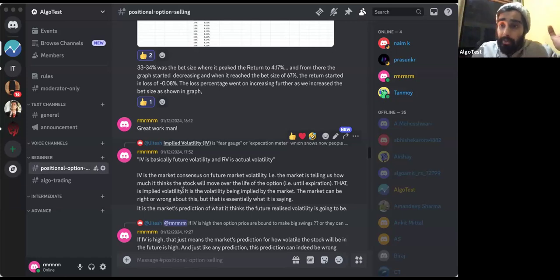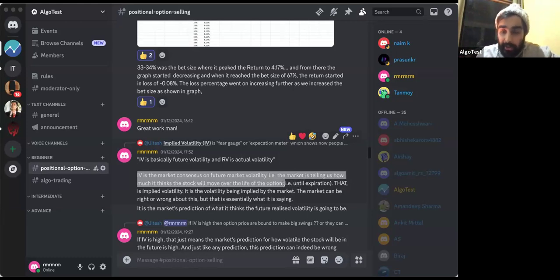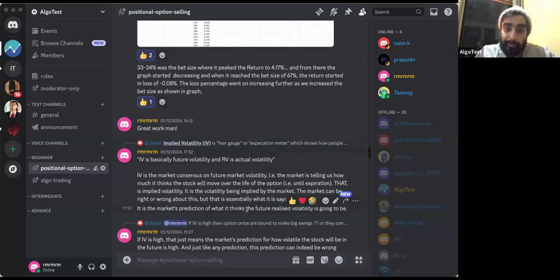But we don't know what the realized volatility is going to be, right? We don't know because it's in the future. Just how we know that we don't know what the future stock price is going to be. We don't know what the future volatility is going to be, right? So read this again, guys. IV is the market consensus on future market volatility, i.e. the market is telling us how much it thinks the stock will move over the life of the option. That is implied volatility. It is the volatility being implied by the market. The market can be right or wrong about this, but that is essentially what it is saying. It is the market's prediction of what it thinks the future realized volatility is going to be.